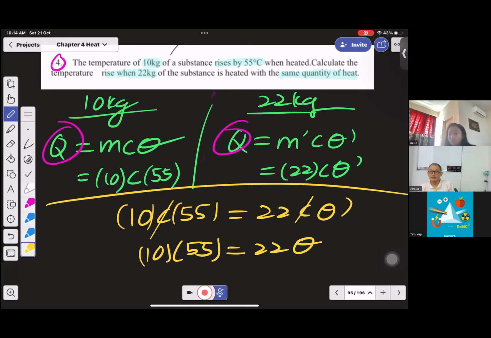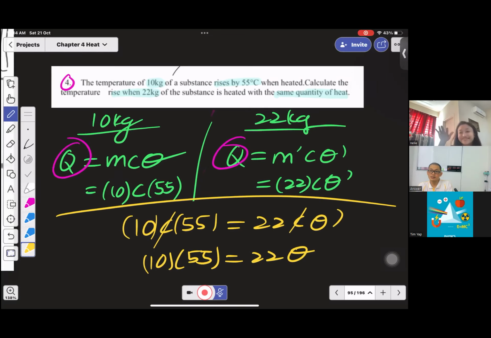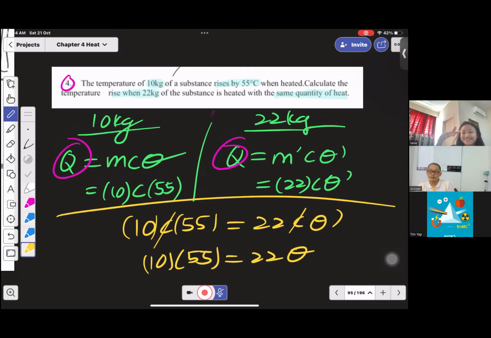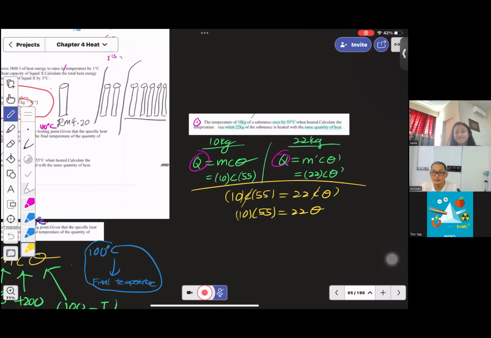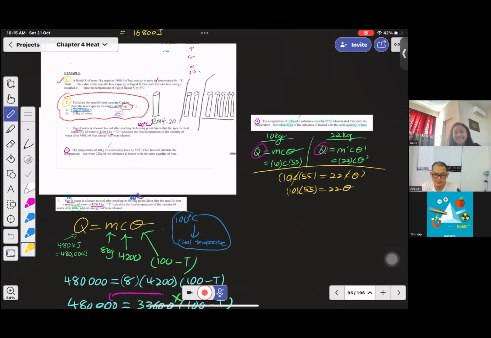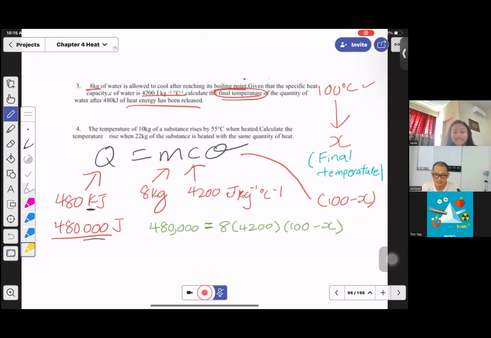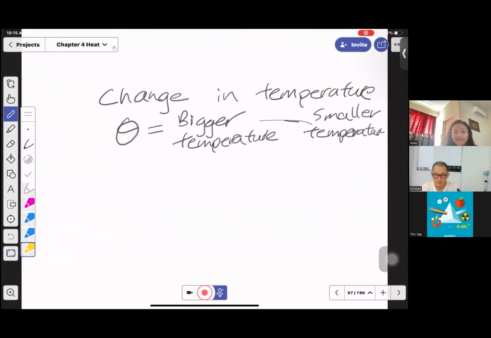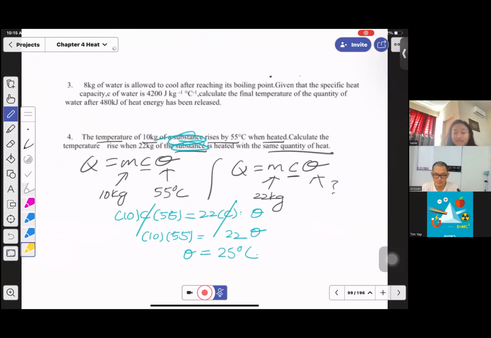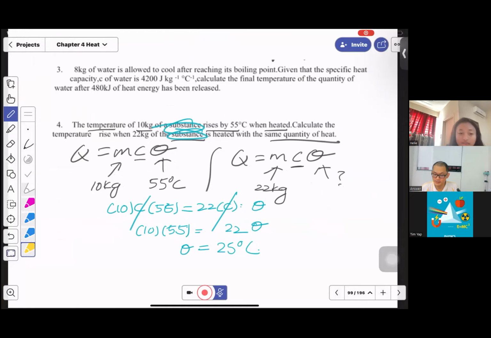Okay, can I? So understand or not this one? Still don't understand? Can already? Can or cannot? Can already? So answer is 25. You are correct. The answer is 25.